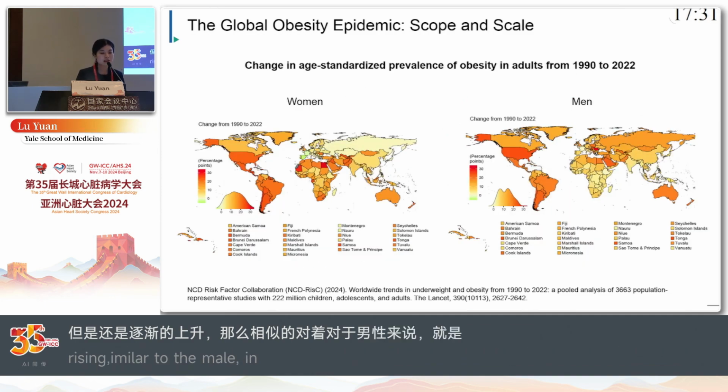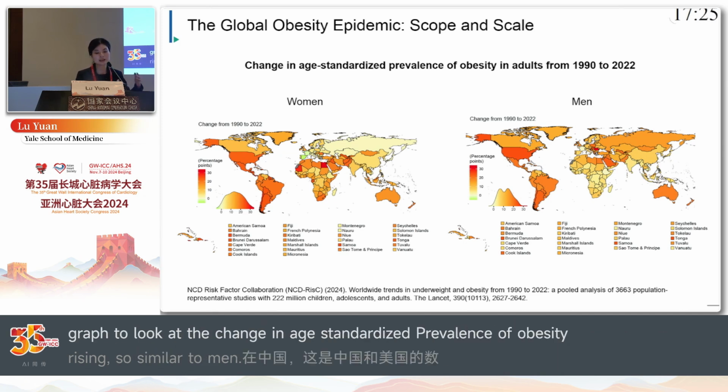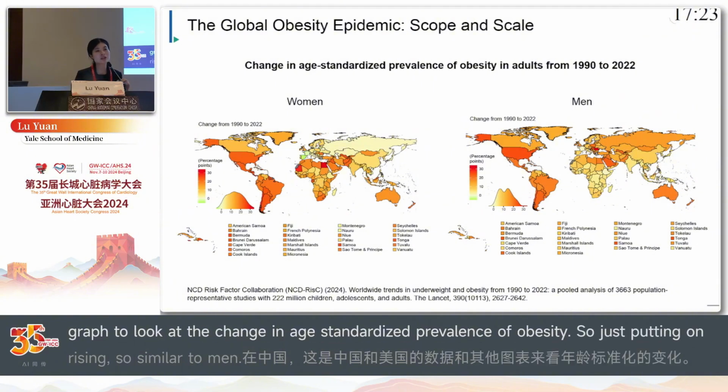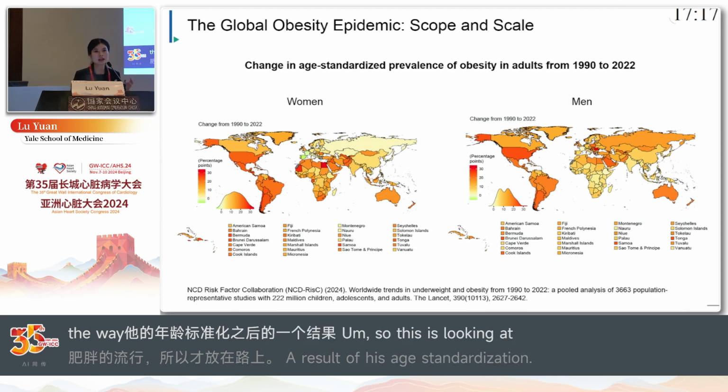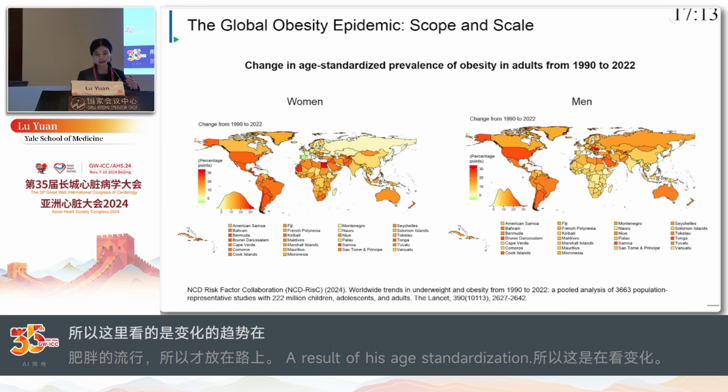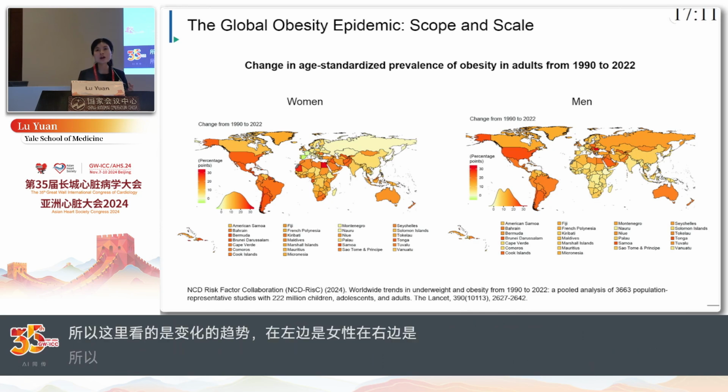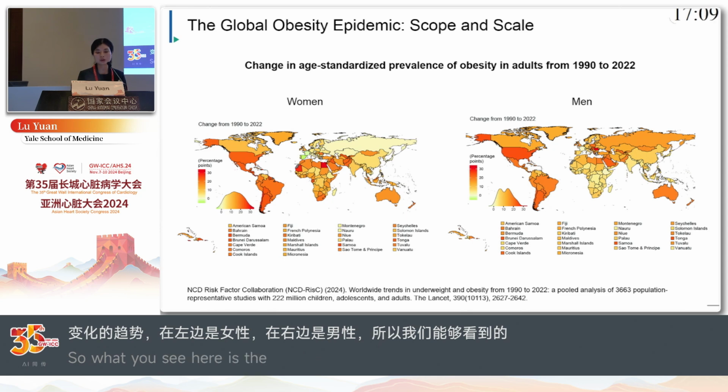And this is another graph looking at the change in age-standardized prevalence of obesity. To put it another way, if the change is greater than 0, that means there is an increase in prevalence. So this is looking at the change. On the left-hand side is women, on the right-hand side is men. We can see there is some disparity across different countries and regions across the world.